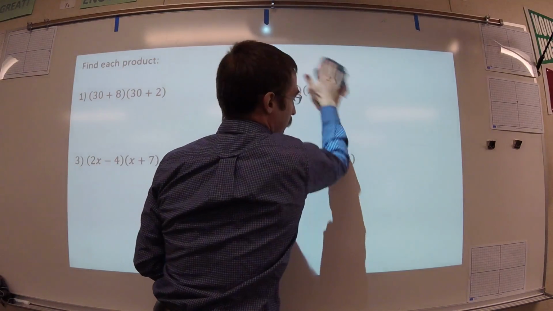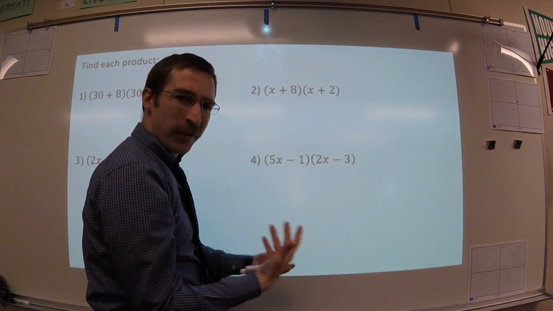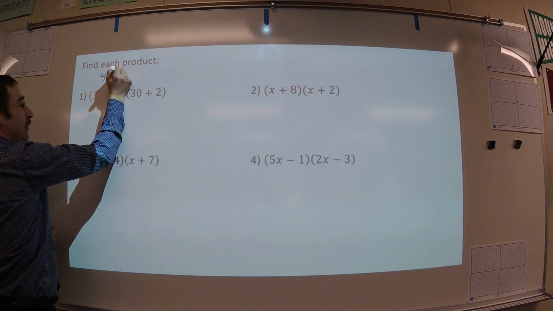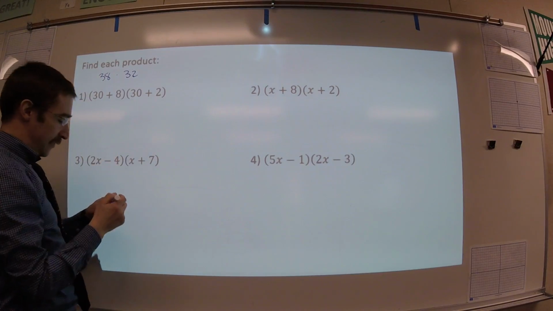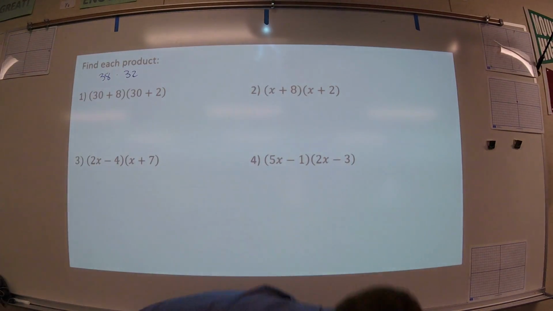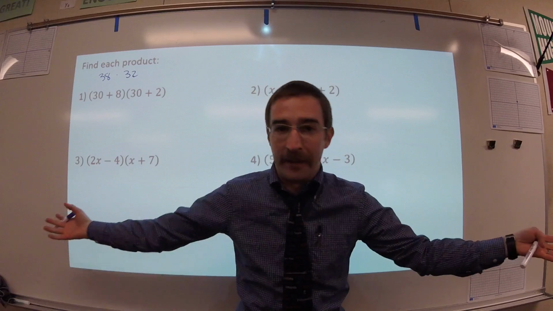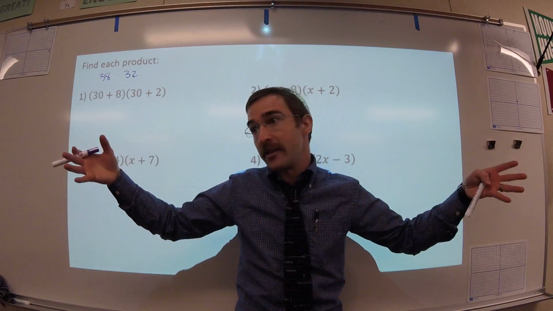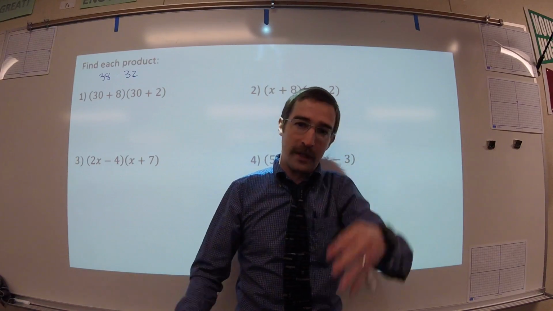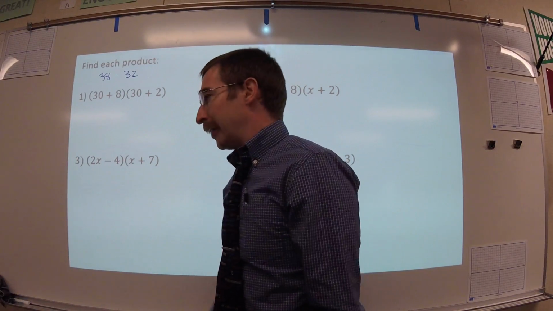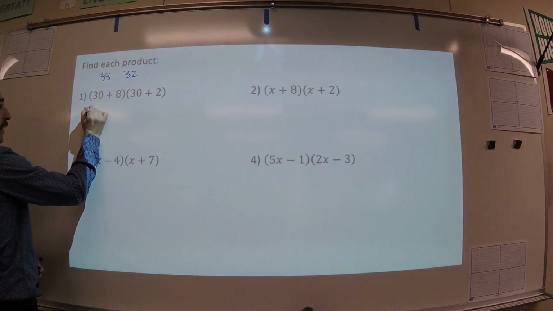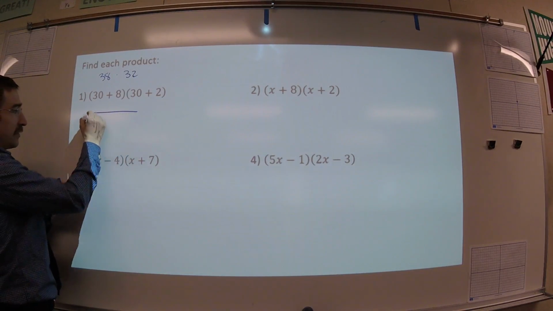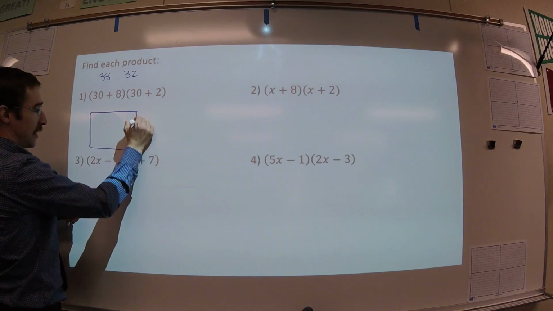Here, it's always nice to start with a number version. Here we've got 38 times 32. Think of it as a fence that's sectioning off a rectangular piece of land that is 38 feet by 32 feet. You want to find the area, right? So here I have a 38-foot section of fence, and here I've got a 32-foot section of fence.